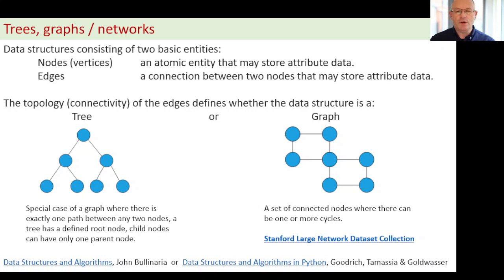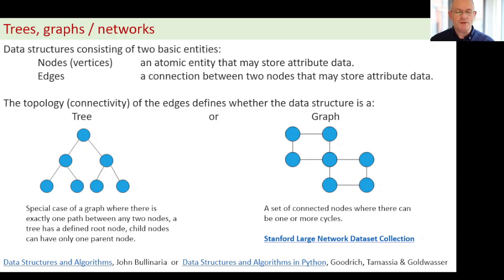The main difference between a tree or a graph is that within a graph you can have cycles, and that means a number of nodes can be connected by more than one path through the network. If you choose any two nodes, there might be two or more different ways of getting there.